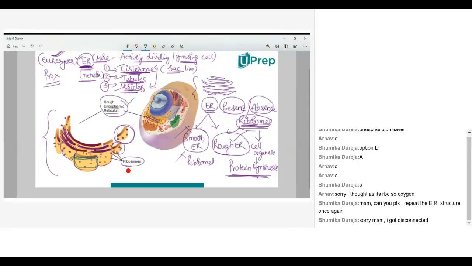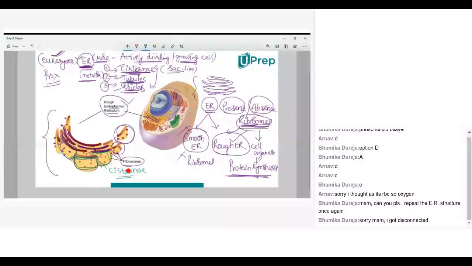This is a sac-like structure of endoplasmic reticulum. This is another sac-like structure. Likewise, you have many sac-like structures of endoplasmic reticulum. These are called cisternae. Remember this word because you will get cristae in another cell organelle. Cisternae is related to endoplasmic reticulum.